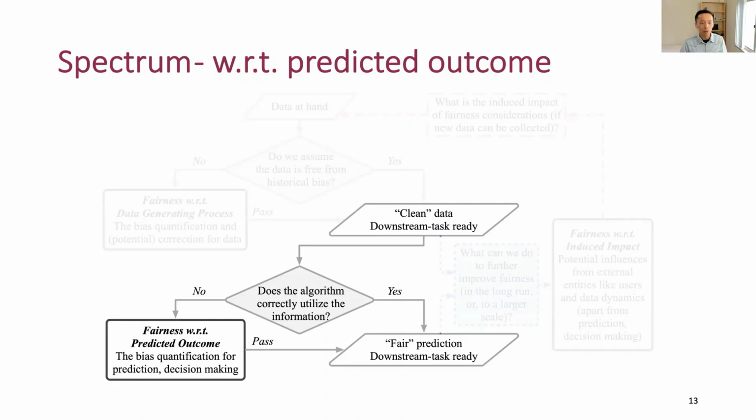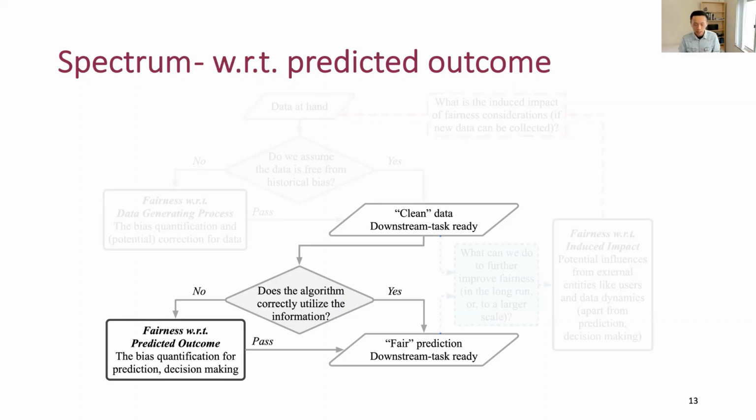So different from the previous, we are not trying to look at the data generating process in the original data or the underlying process. We are evaluating the predicted outcome. We are trying to quantify bias in the predicted outcome of the decision-making system or automated predictor. So here the input would still be data, but we are implicitly assuming the data at hand is not problematic, in the sense that when we try to quantify the bias in the predicted outcome, we're not bothered by any problem in the data itself.